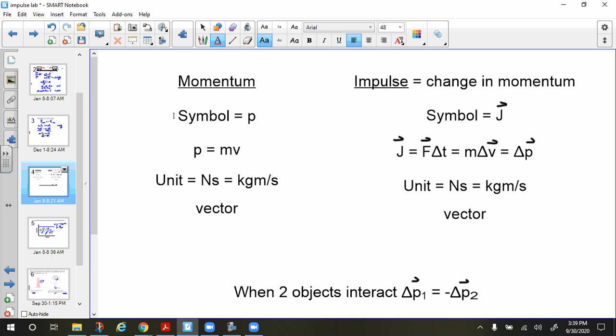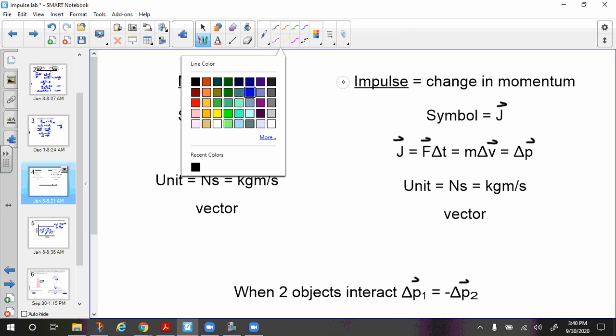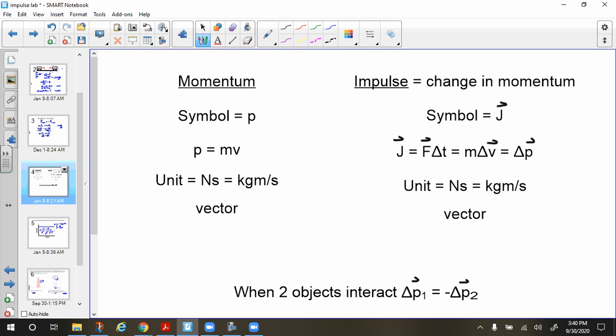Momentum, you should know this from reading, the symbol is a P, and I did not add my little vectors, which are hard to type, so I've just been writing them. Okay, so symbol is P. P is equal to mass times velocity. The unit is a Newton times a second, or a kilogram meter per second.